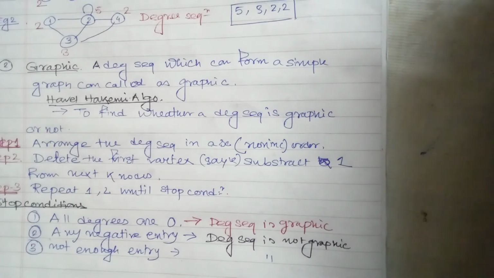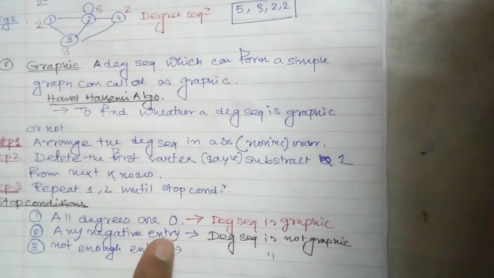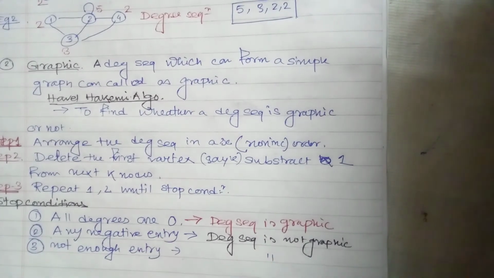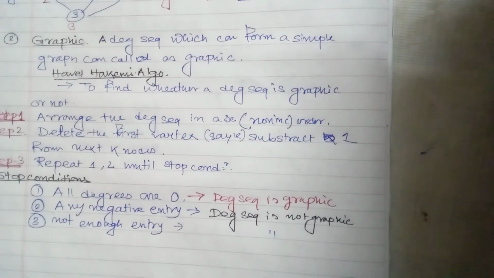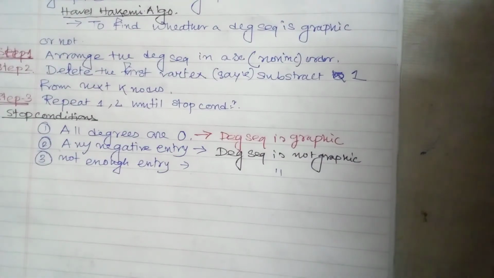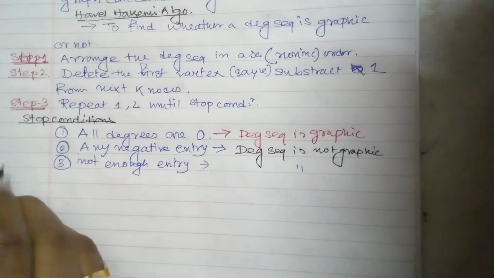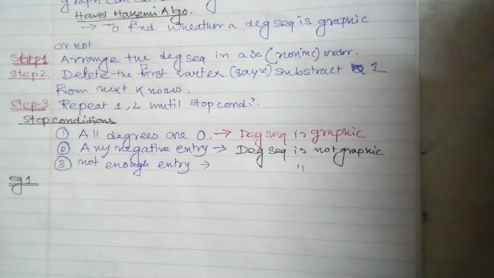So the first step is to arrange the degree sequence in non-increasing order, then delete the first node and subtract 1 from the next k nodes and repeat until a stop condition. So what are the stop conditions? First, all degrees are 0, then the degree sequence is graphic. If any negative entry is present, the degree sequence is not graphic. And if not enough entries are present, then also the degree sequence is not graphic. When I take an example, I'll assure you that it will be very much clear. Okay, now example 1. I am taking one degree sequence.